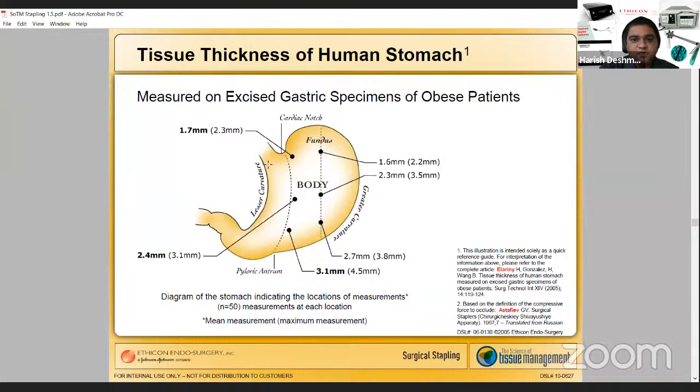So when we are using it towards the fundus, it should be blue. When you are using it towards the antrum, it is green.